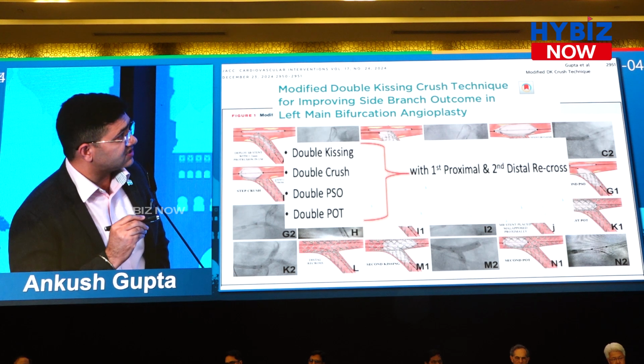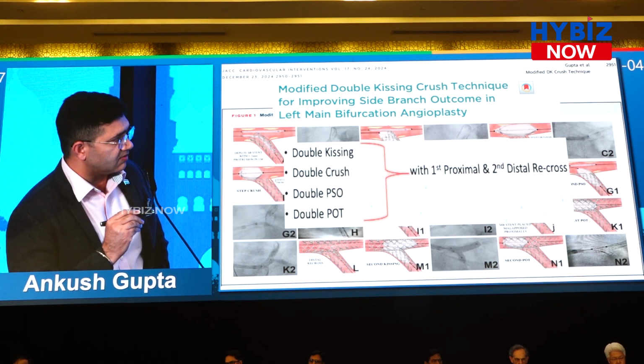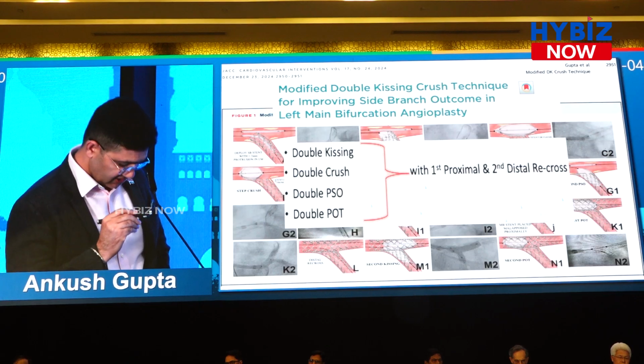And in this modified DK crush, we say it's a double kissing, double crush, double PSO, double POT, with first proximal and second distal recross.